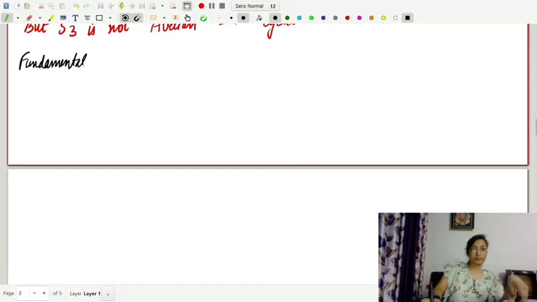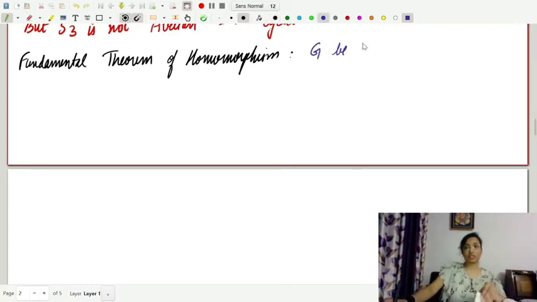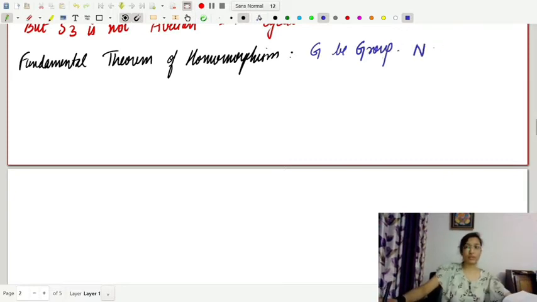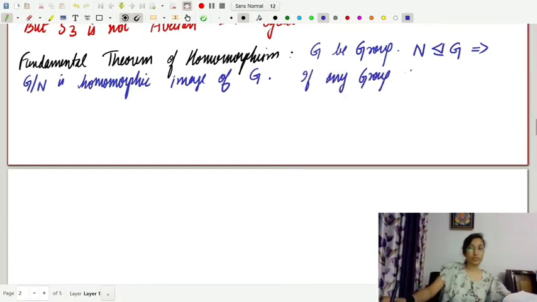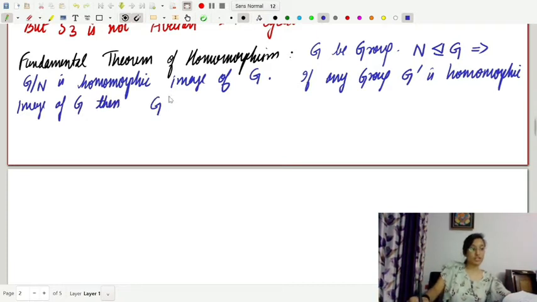Fundamental theorem of homomorphism, which states that let G be a group and N be a normal subgroup of G, then G modulo N is a homomorphic image of G. Conversely, if any group G dash is a homomorphic image of G, then G dash is isomorphic to some quotient group of G.